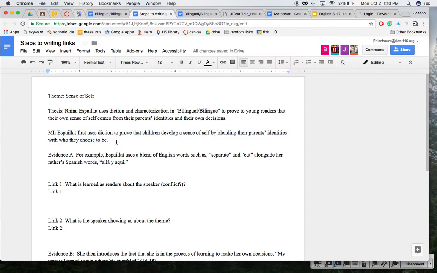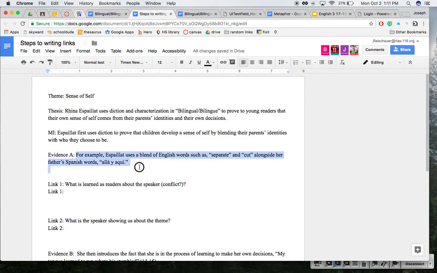And then our first main idea, which we wrote yesterday, where we're using diction right here to prove that children develop a sense of self by blending their parents' identities with who they choose to be. Remember that a big part of your main ideas here is mutating your thematic statement throughout your essay, so it's not redundant. And then we've got our first evidence.